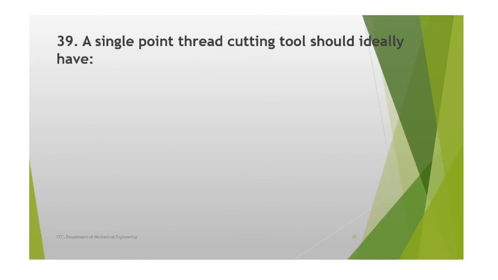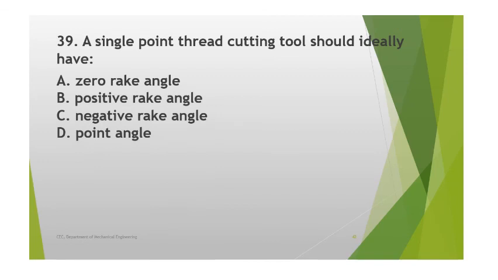A single point thread cutting tool should ideally have: zero rake angle, positive rake angle, negative rake angle, or point angle. The answer is zero rake angle. The single point thread cutting tool should ideally have zero rake angle.